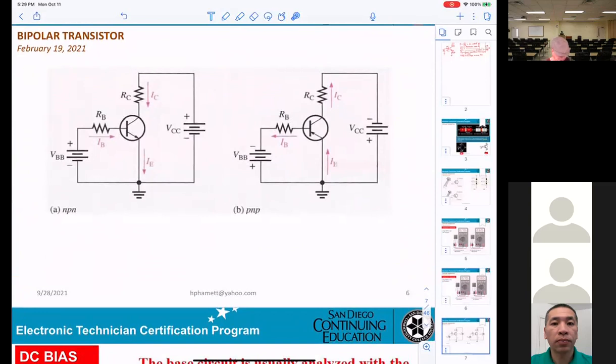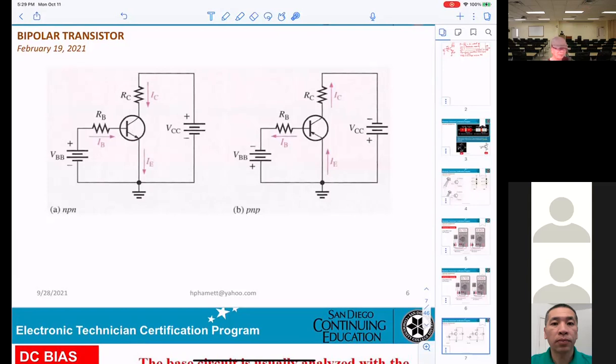And now we're talking about DC bias. What does that mean? That means they're using a DC power supply to make the transistor work. The transistor is basically used for amplifiers, or some for building logic circuitry.